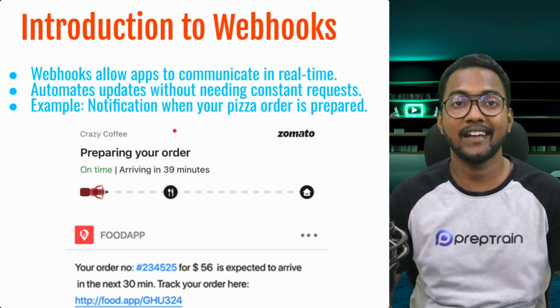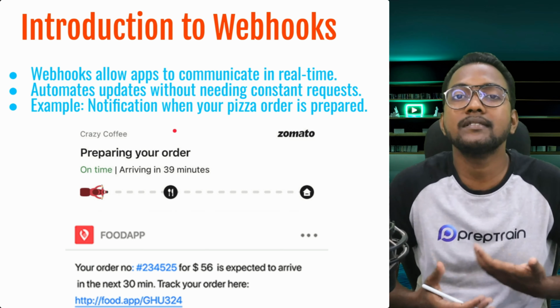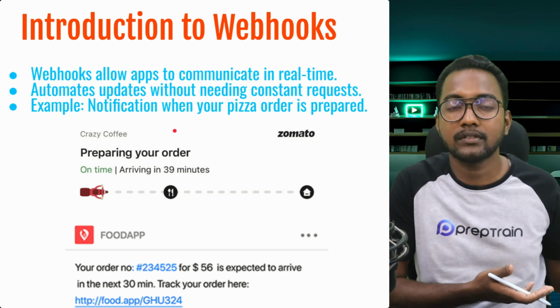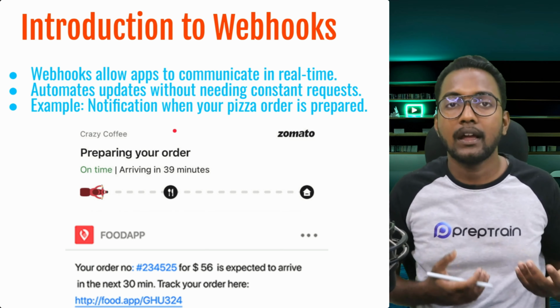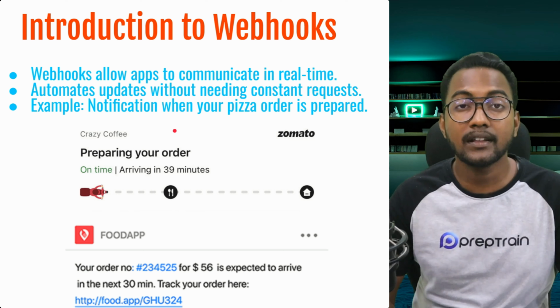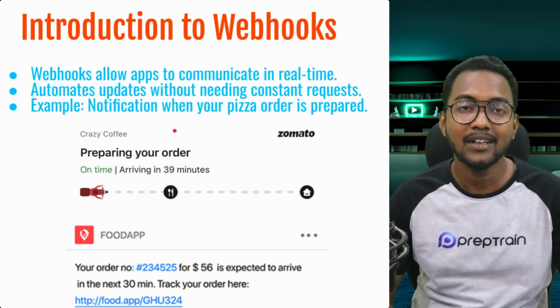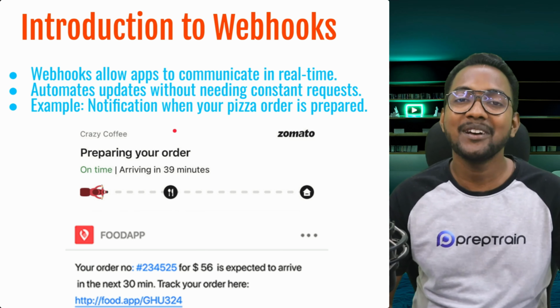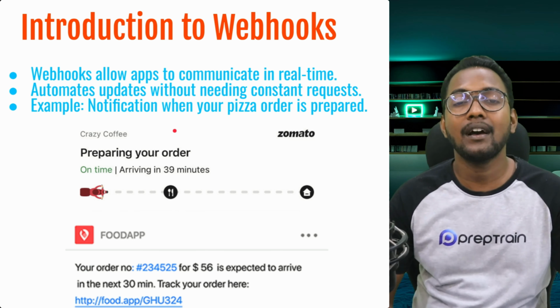For example, imagine that you just ordered a pizza online, and the moment the pizzeria starts preparing your order, you get a notification saying that your pizza is being made. How does this happen? Well, this is where webhooks come into play. The app handling your order sends a message to another system, which then triggers that notification that you receive, all automatically, without you needing to refresh the app or even ask for an update.